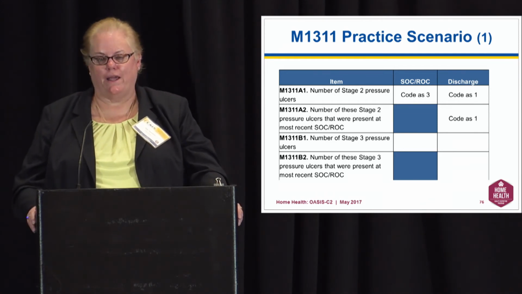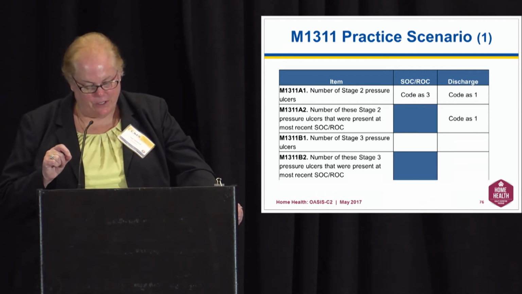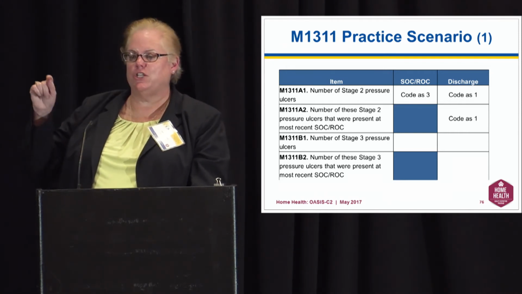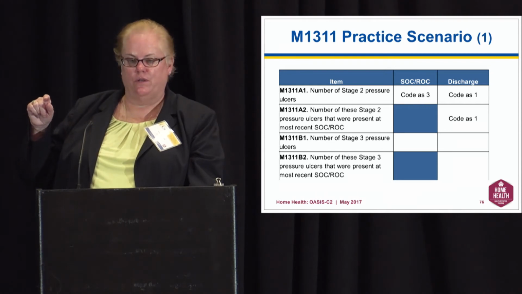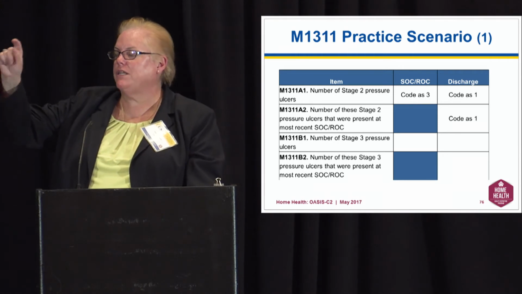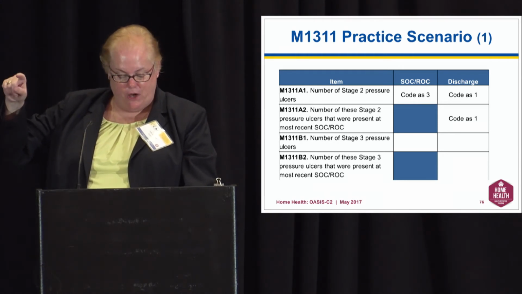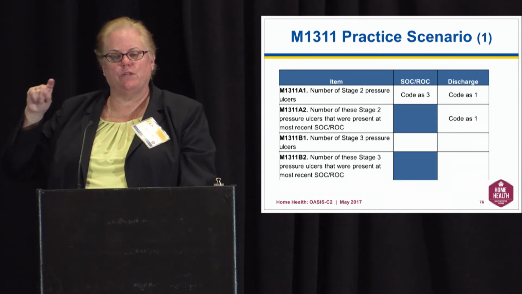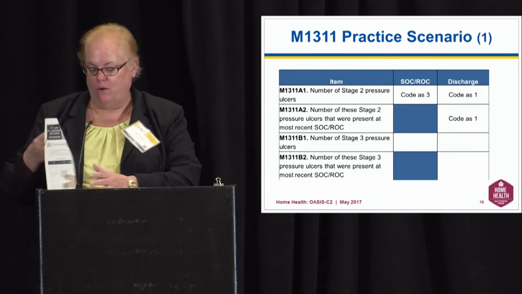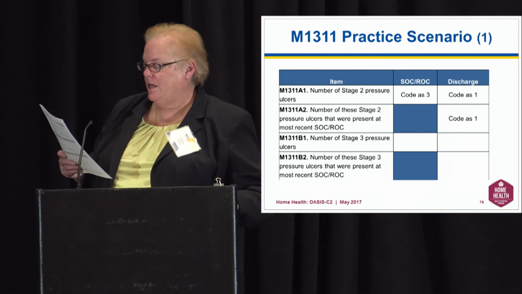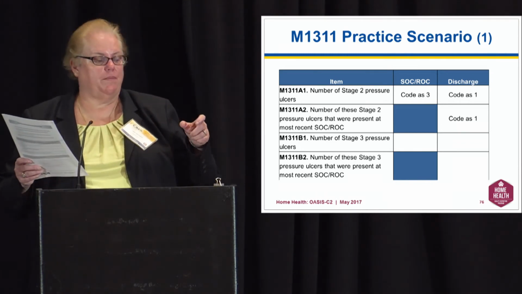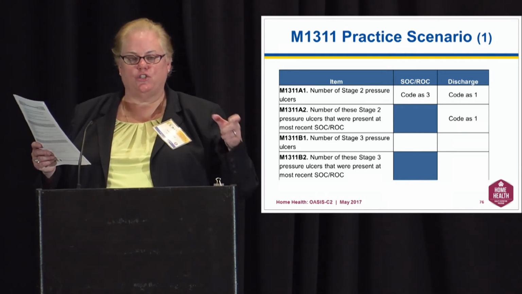So remember what the language is saying here. The number of these stage 2 pressure ulcers. When it says these stage 2s, what are they referring to? The one right above it, right? It's saying of those that were present upon discharge, how many of those were present at the most recent SOC/ROC? In this scenario, 2 of the stage 2 pressure ulcers have merged. So there was one, now we have 1 stage 2 pressure ulcer.